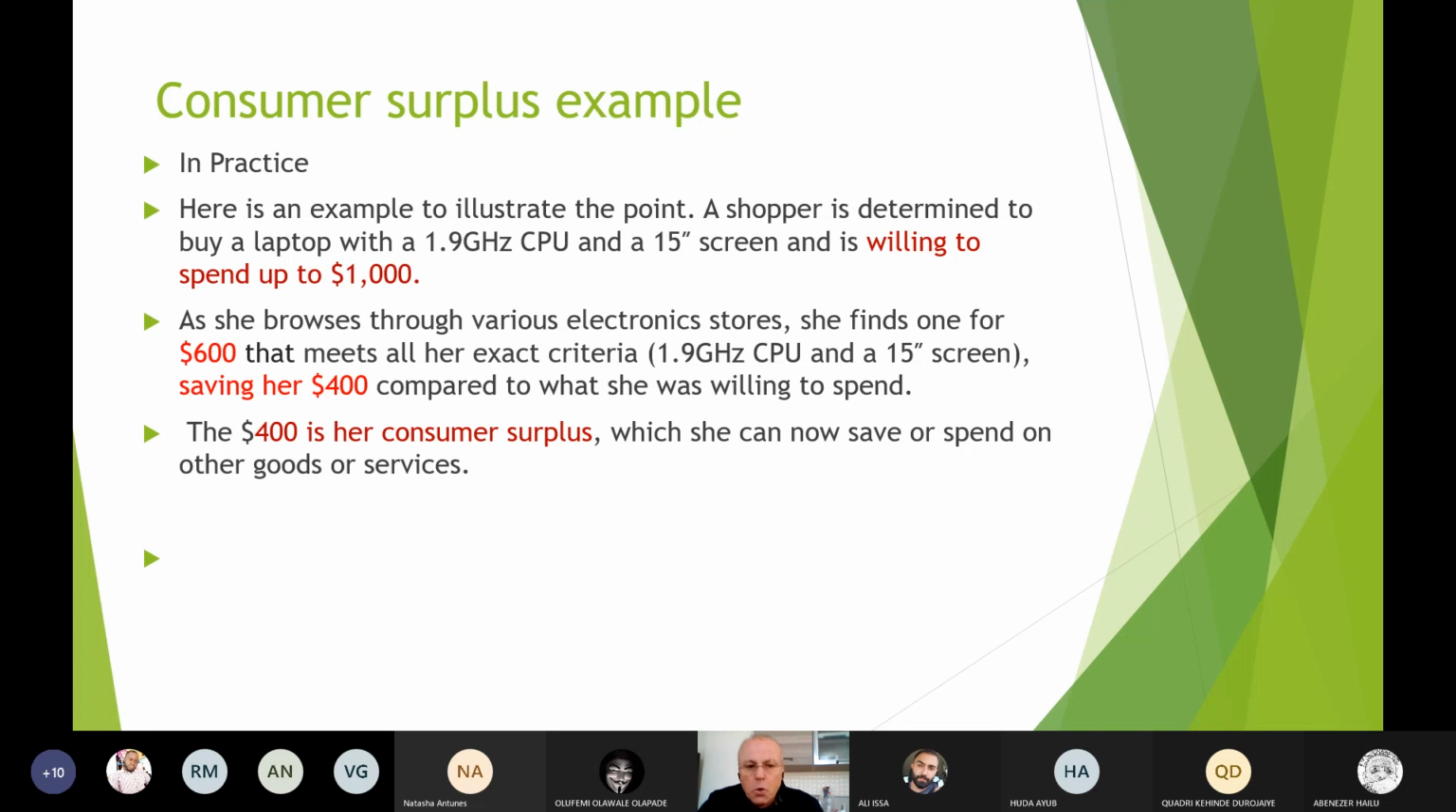Therefore, if you look at this example without any calculation, you can understand the benefit, the so-called surplus, for this consumer, who is ready to sacrifice $1,000 for buying such a 1.9 gigahertz and of course 15 centimeter screen laptop, and only paid $600 for being able to buy this. Then of course $400 is the surplus in the given example. Therefore, without any calculation or graphical illustration, you are able to say $400 is the consumer surplus in this example. You understand, hopefully.